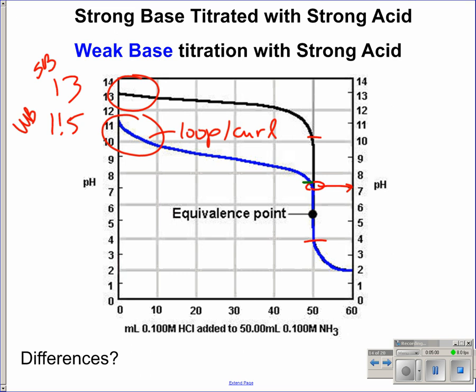But for the weak, the vertical section starts down much lower and ends at the same point. The equivalence point here is about a 6 or maybe a 5.5. So your equivalence point is lower because the strong acid is stronger than the weak base, which causes the pH to drop more drastically as strong acid is added to the reaction vessel. So those differences are very similar.